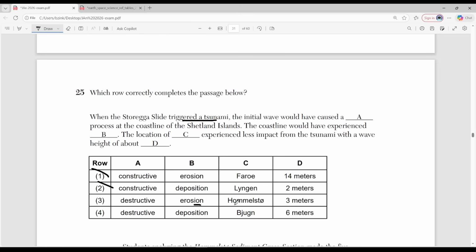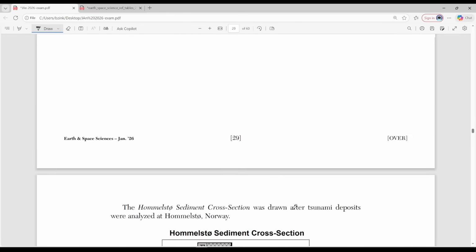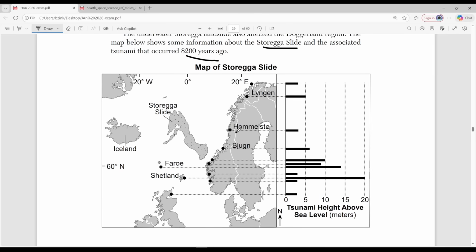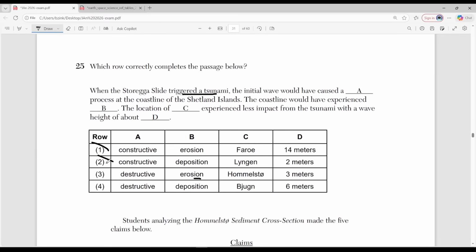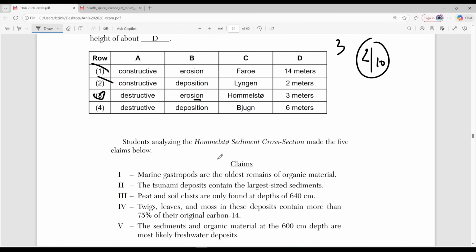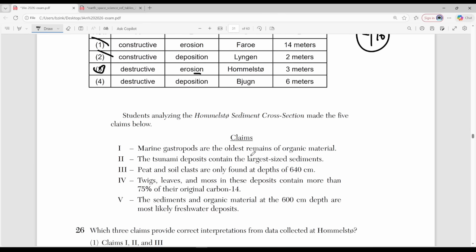So let's see if Amelsto was 3 meters. Amelsto, 3 meters. Yep. So that is going to be 3. That question was so easy. I would call this a 2 out of 10. Really easy. We're going to understand. I figured this was coming.